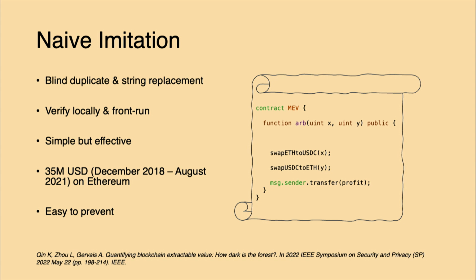That's not a small number, right? But fortunately, the naive imitation is quite easy to prevent. So the searcher can basically add one line of code in his or her MEV smart contract, checking whether the transaction sender address matches a specific value. Then in this case, if the naive imitation transaction is sent to this MEV contract, the execution will be immediately reverted, right? Because you cannot use the sender account as the original transaction sender.